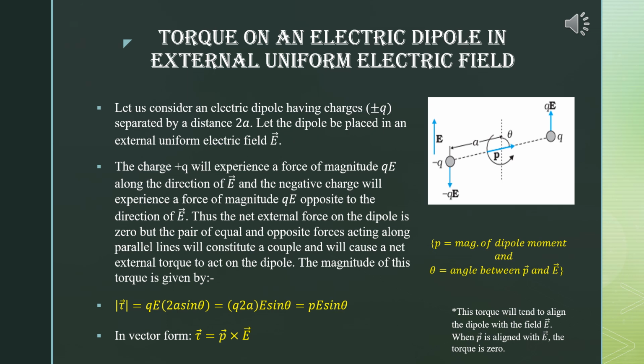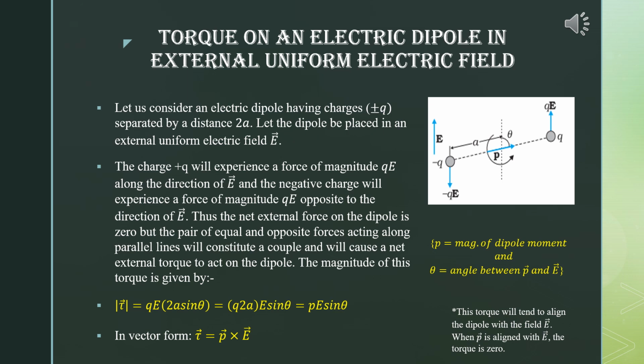So let us just consider here that we have applied a uniform electric field. That means all the field lines are parallel and pointing in the same direction. That electric field is E. Again, you can see capital E has been bolded, that means it is a vector quantity, right? And we have minus q and plus q.